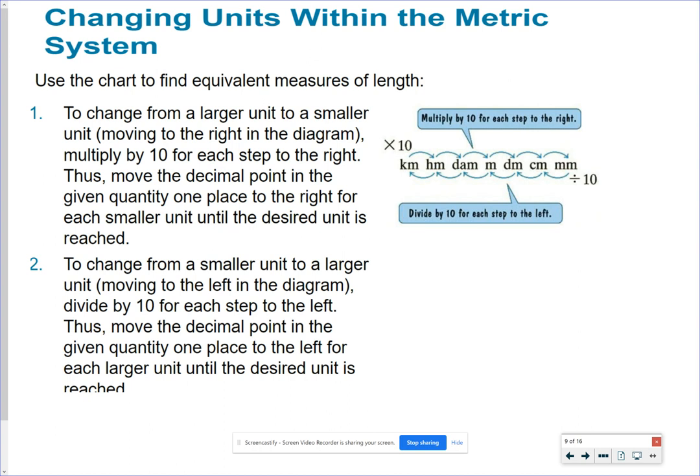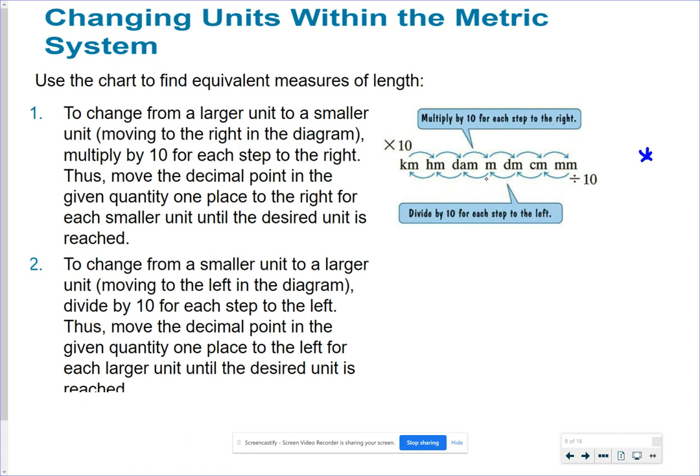So changing units within the metric system. Our textbook does it a little bit differently. Instead of using unit fractions, they actually use this cool little diagram that I really like. It's very cool. So if I start with the middle with meters and I wanted to change that to decameters, I just multiply by 10. So as I'm going this way, I multiply by 10. Okay, but as I'm going this way, oops, I think I just said that backwards.